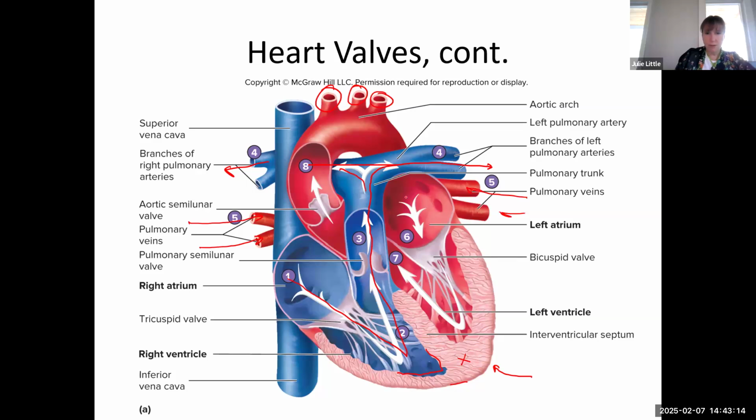All four of these dump into that left atrium. Blood flows through the mitral valve into the left ventricle. The left ventricle contracts and sends it out through the aortic valve into this ascending aorta, aortic arch, and down the descending aorta. Please know blood flow through the heart. Be very comfortable with it. Close your eyes, see if you can do it, self-quiz as much as possible.